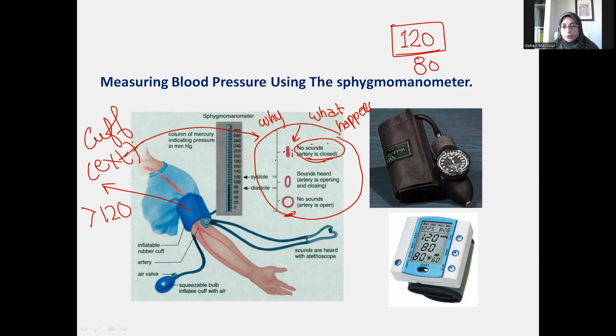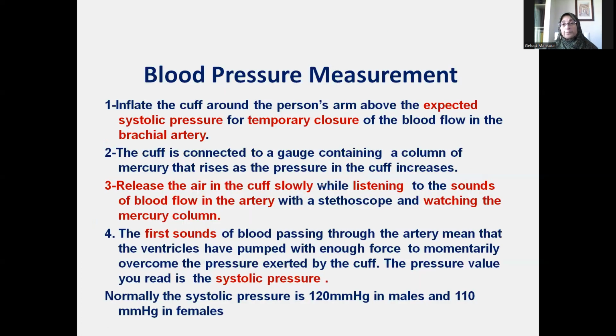If it is lower than 80, I also hear no sound. Why? Because the artery is fully open. And so when it is fully open, I have smooth laminar flow. And then what happens in between? We hear irregular, intermittent sounds, which are called Korotkoff sounds. Why? Because when you hear the sound, the artery is partially closed. This is very important. You have to know it. Of course, this is an important topic that you should understand well.